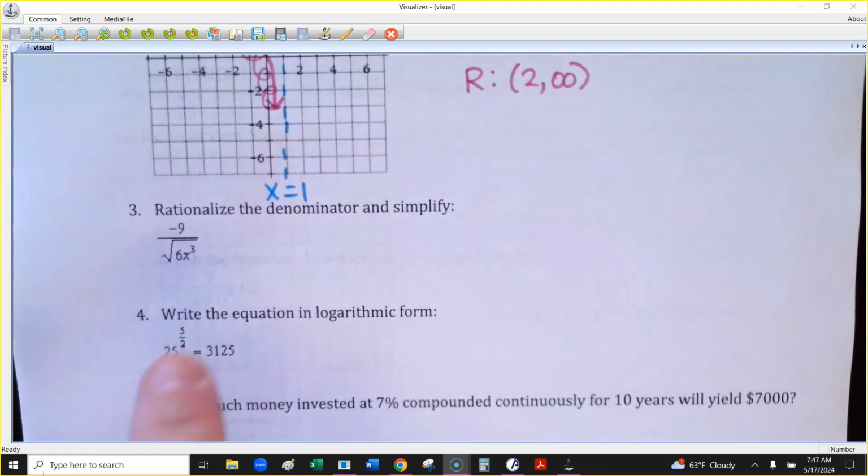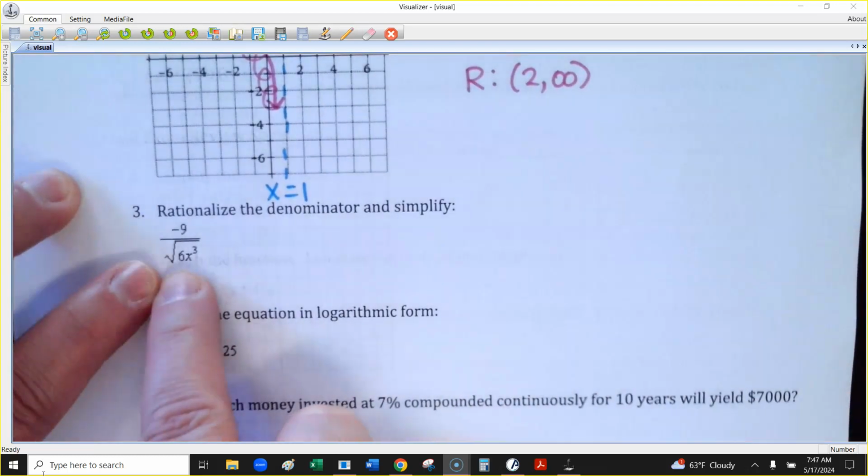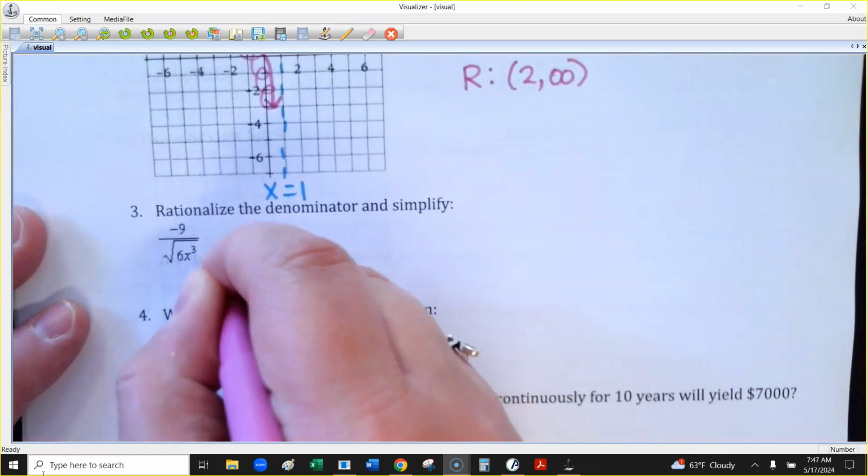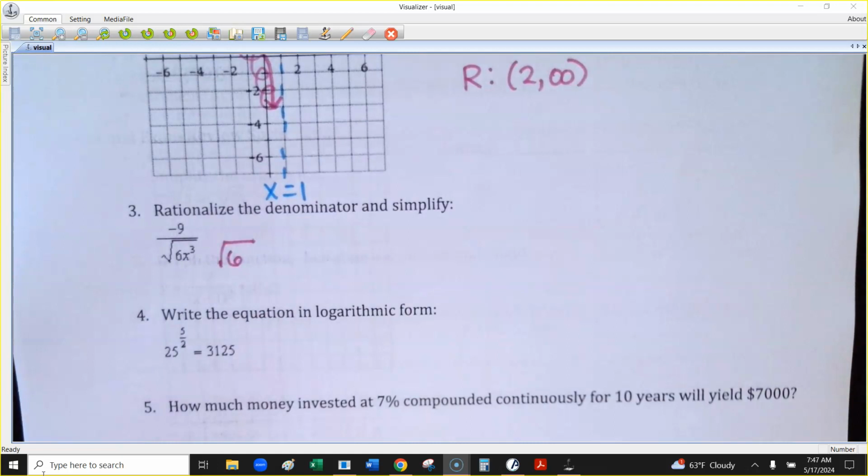Okay, I got to try and turn 6 into a perfect square. What would you multiply 6 by to make it a perfect square? 6, thank you. Okay, now, the variable there is x to the third. Is that a perfect square?